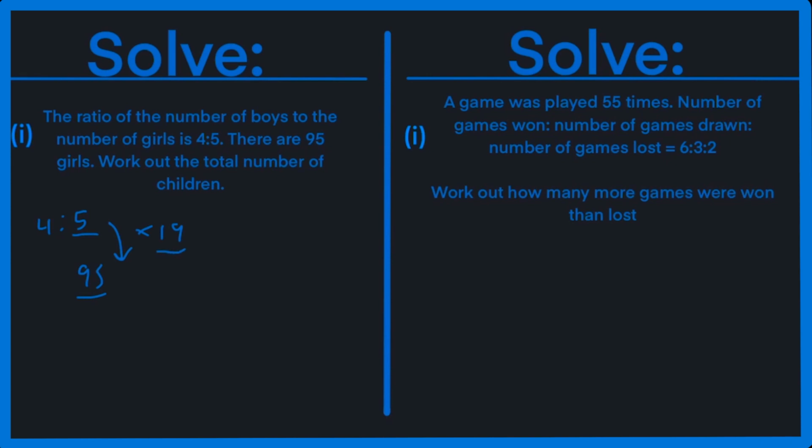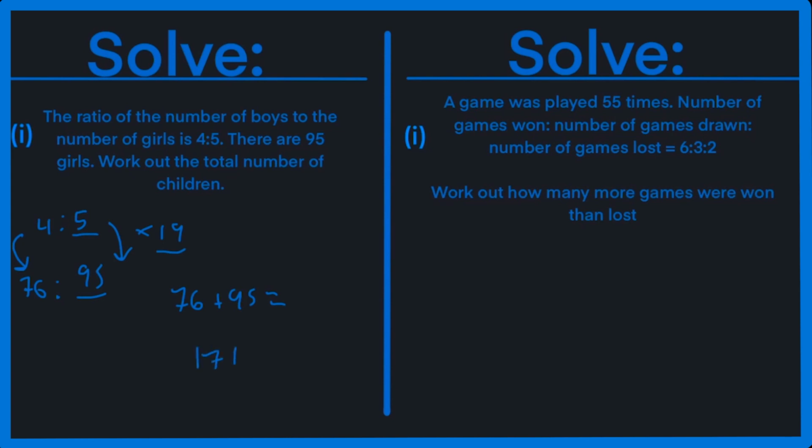Very simply, all we have to do is multiply 4 by 19, which is 76. So now we know we have 76 boys. Then what we do is we add them up together because it's asking us to work out the total number of children. So 76 plus 95 is 171.